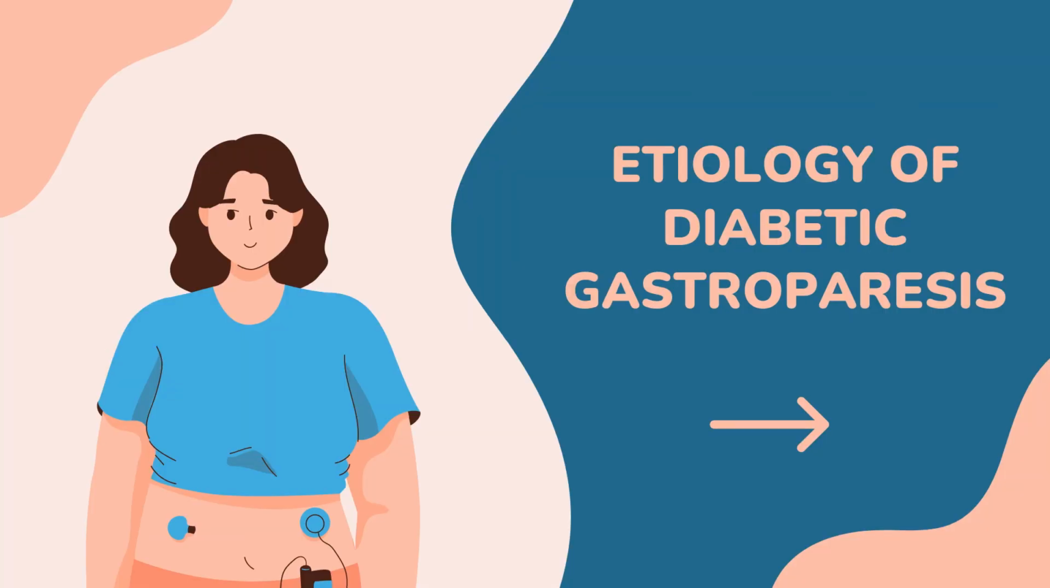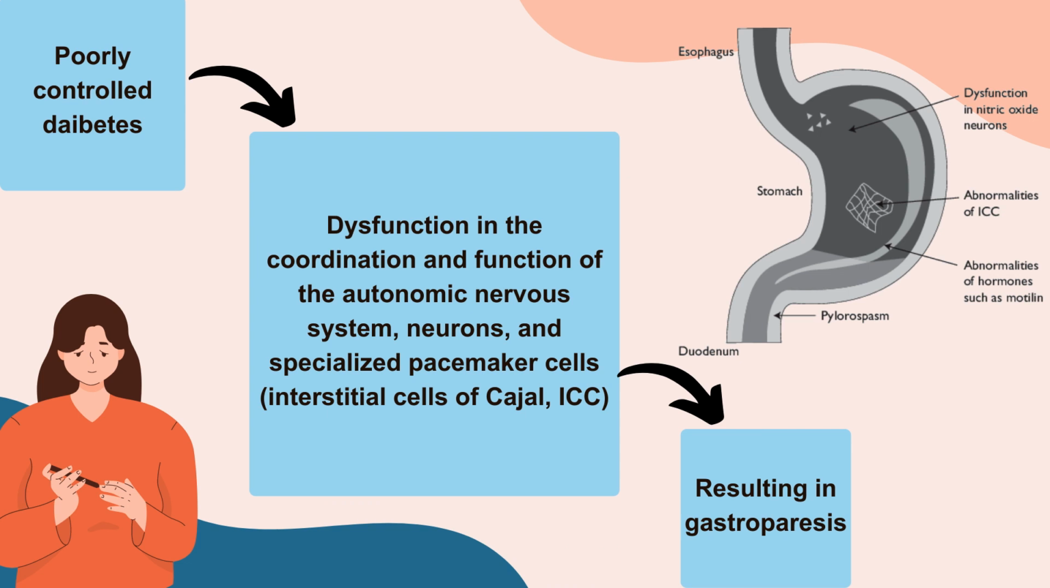Cause of diabetic gastroparesis. Diabetic gastroparesis is a potential complication that occurs in the setting of poorly controlled diabetes, resulting from dysfunction in the coordination and function of the autonomic nervous system, neurons, and specialized pacemaker cells, interstitial cells of Cajal, ICC, of the stomach and intestine, and the smooth muscle cells of the gastrointestinal tract.